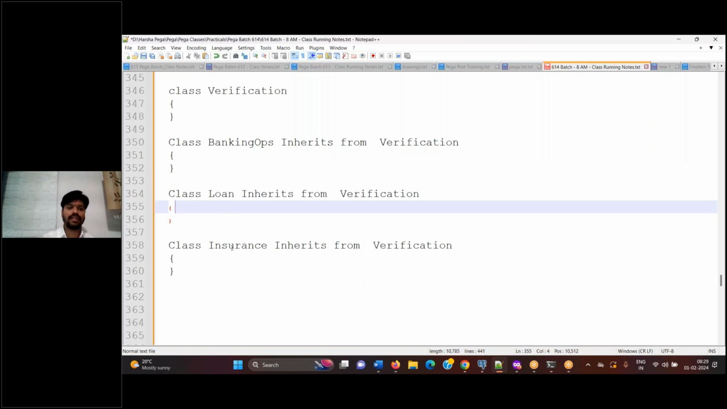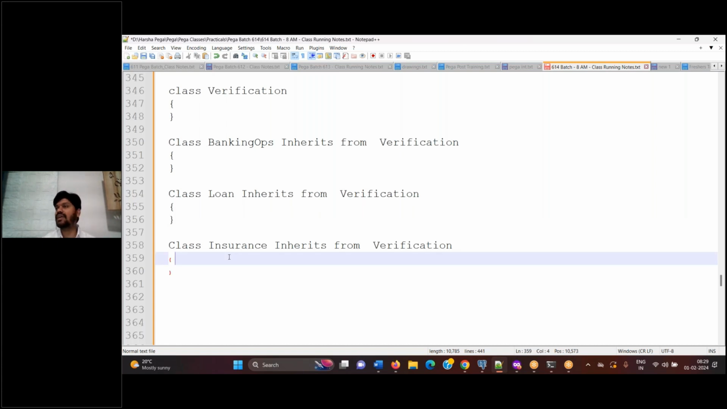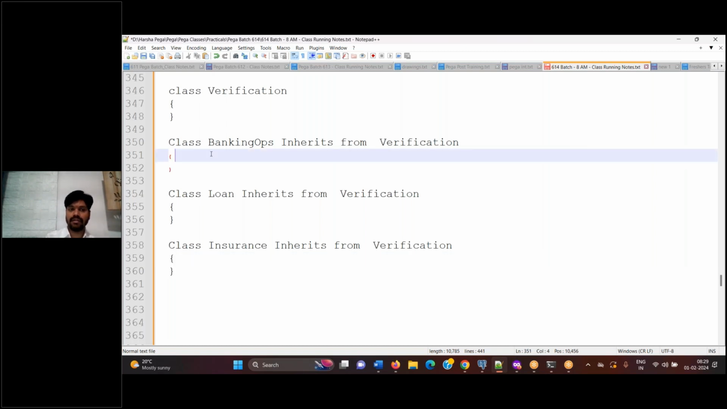The same functional component should also be available in insurance. How many times are you creating one functional component? Three times you are creating. Why should I create it three times? Why should I hire three people? One person here, one person here, one person here.